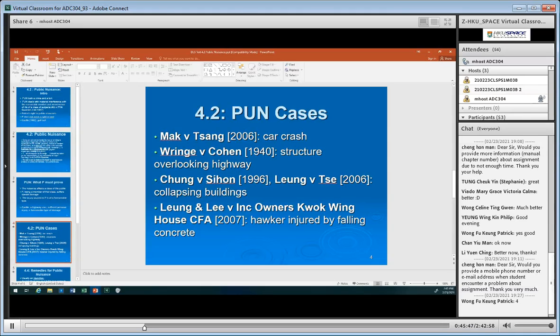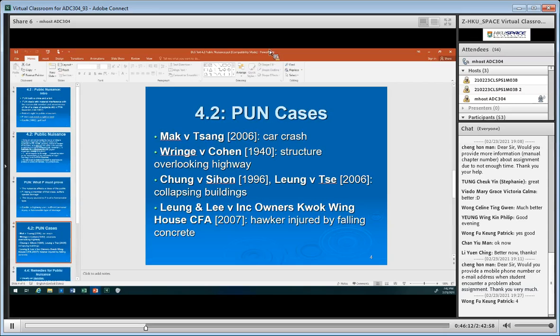I suppose it doesn't matter with regard to that, but with regard to public nuisance, obviously in Hong Kong, quite a few cases involve items falling from buildings. In the Leung and Lee case, it was a hawker injured by falling concrete. So it can be quite serious. Okie doke. So that's public nuisance.